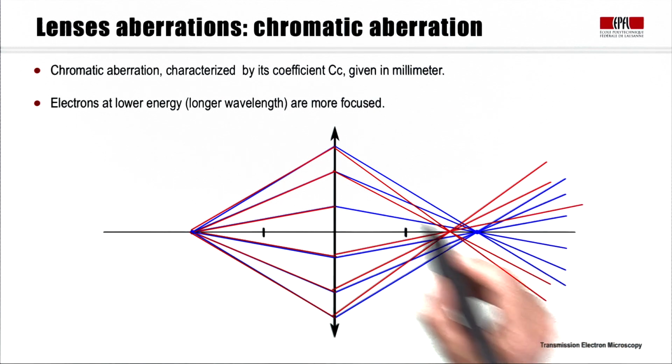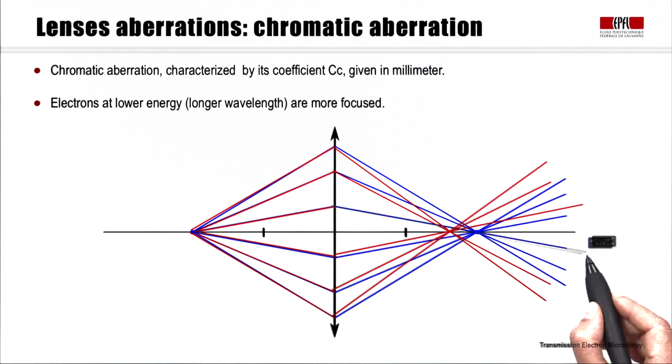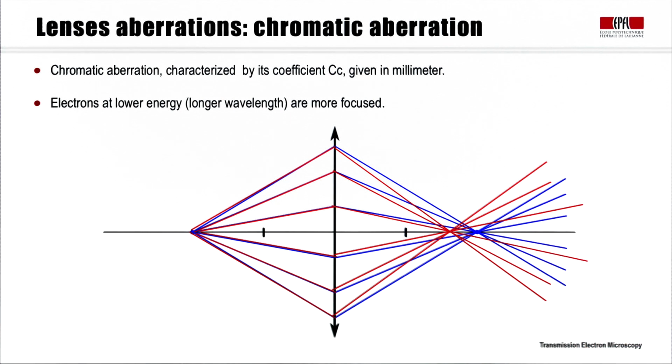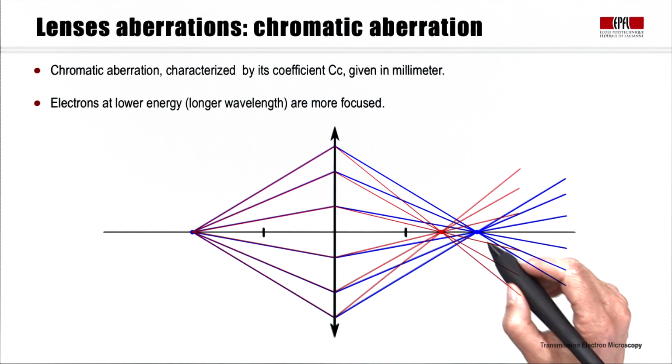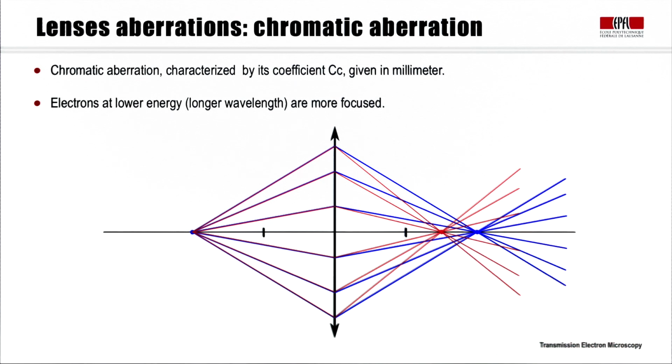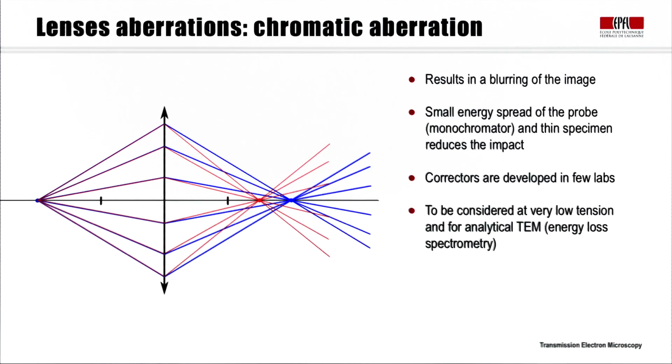Altogether, I will again end up with a blurred image. This also results in a disk of least confusion and therefore blurring of the image. Fortunately, the chromatic aberration is less important than the spherical aberration, for several reasons.